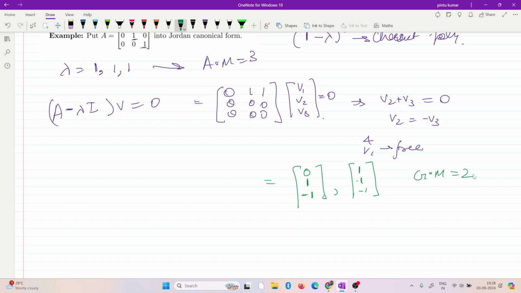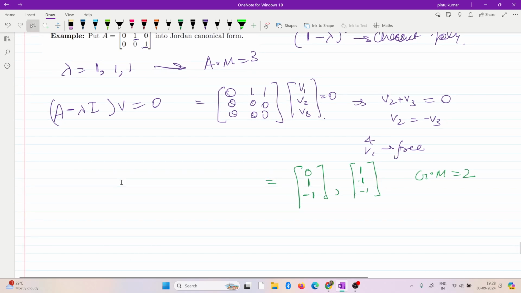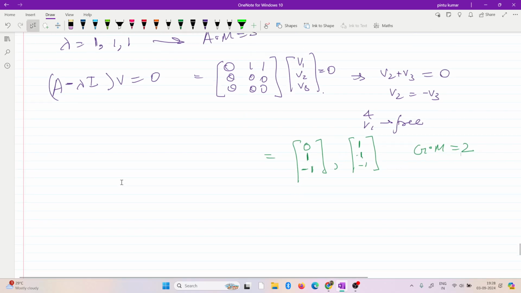So if you wanted an eigen decomposition, you should have obtained 3 linearly independent vectors. But you have obtained only 2 linearly independent eigenvectors. So you have to find its Jordan canonical form.